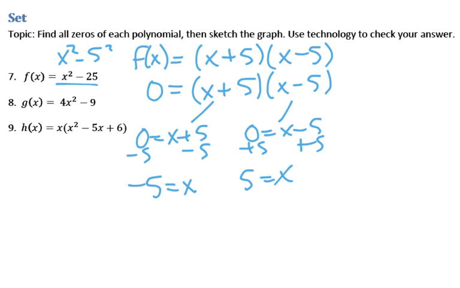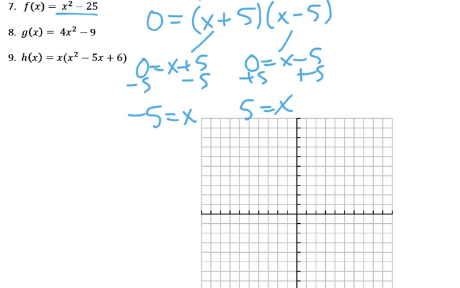Okay, then it wants us to sketch the graph. So let's get a graph here. So I've got a graph. So we graph at negative 5 and a positive 5. Okay. Now, it's a quadratic, so we know it's a parabola, and it's positive. So it's an even positive, so we know the end behavior is going to be going up and going up.